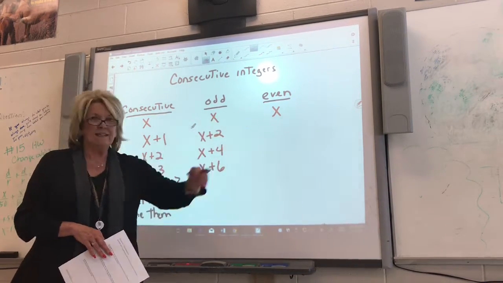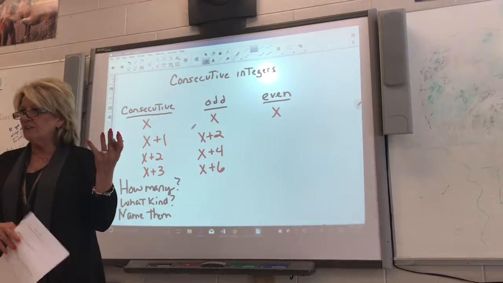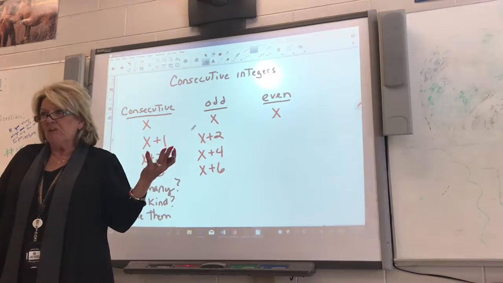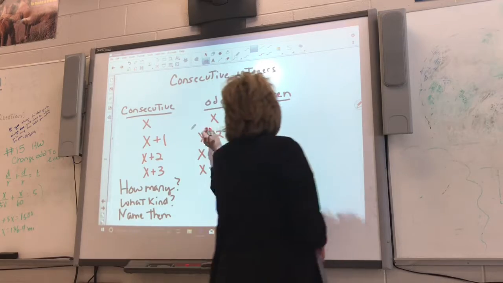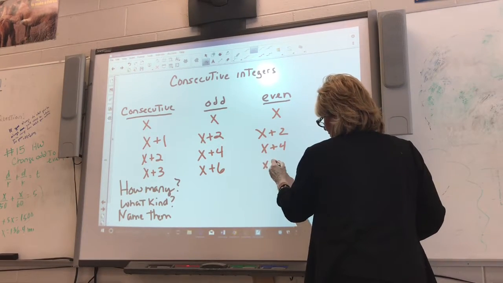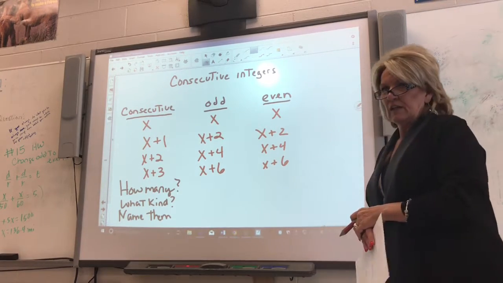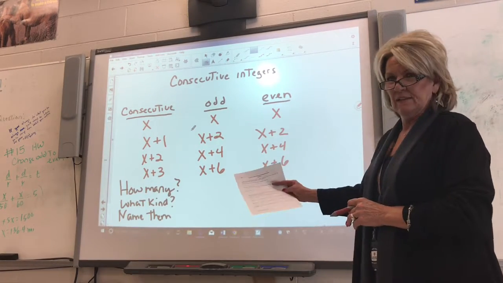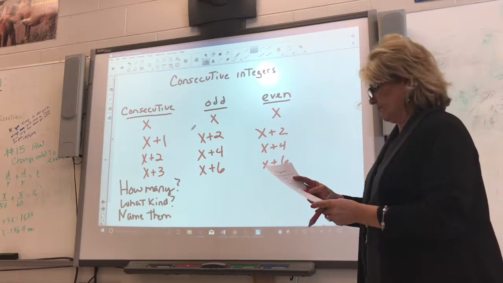That's odd. Is even any different? What do I do to any even number to get to the next even number? Add 2. So it's going to be the same as the odd, and so on and so forth. So once you know this, then you should be able to tackle the problem.